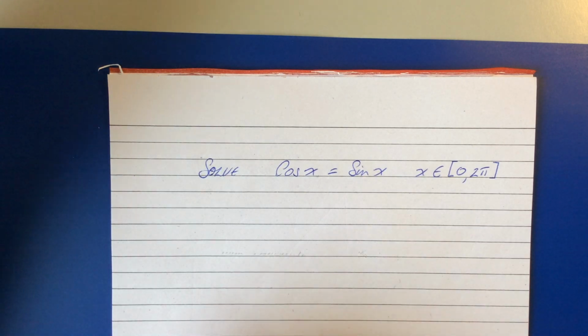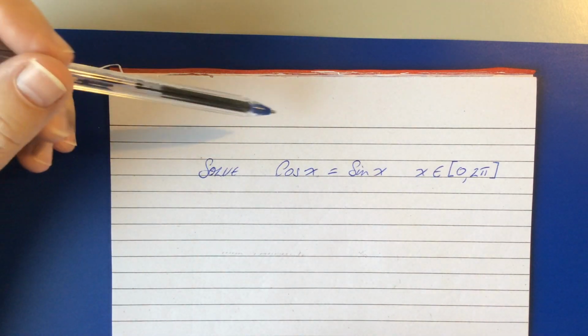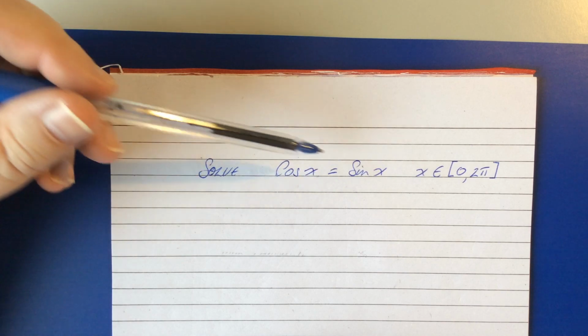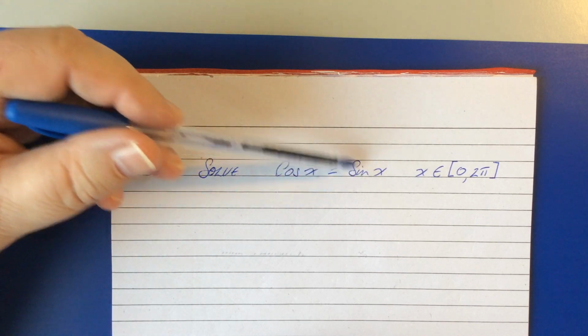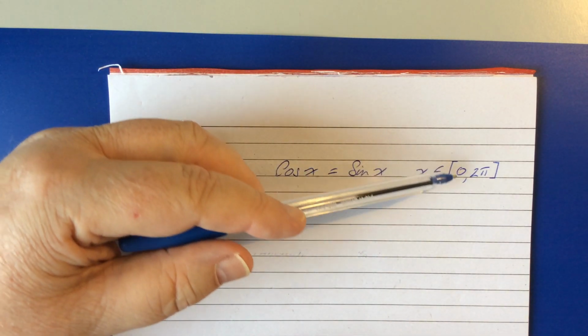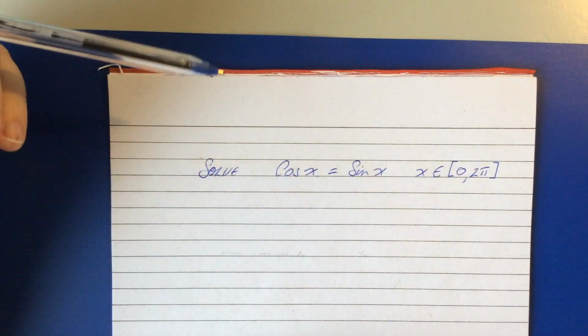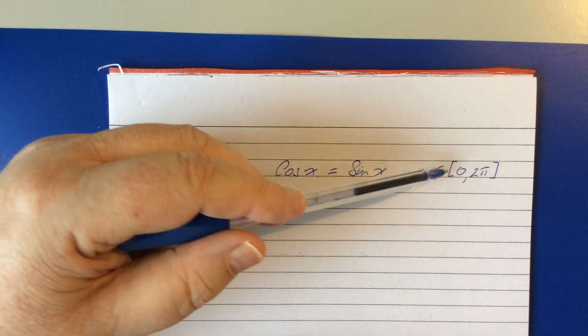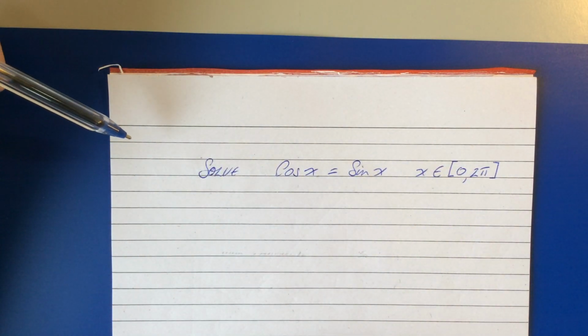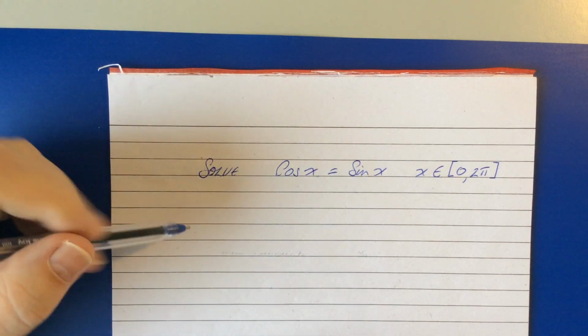And today, what we're looking at is how we solve this equation. It's basically asking where the cosine of x is equal to the sine of x between 0 and 2 pi. That's done in set notation, which is a slightly different way of looking at things.